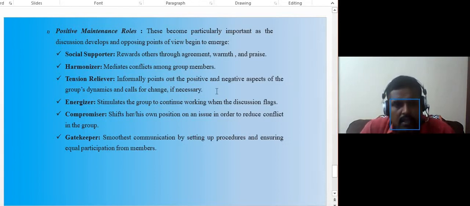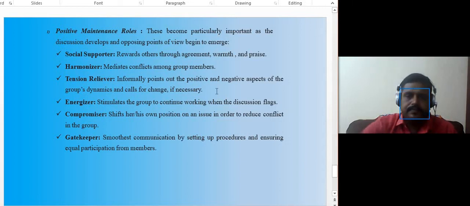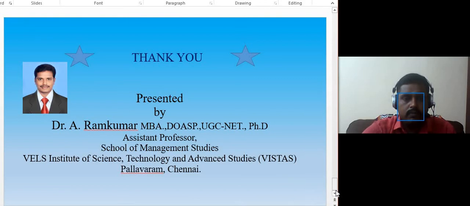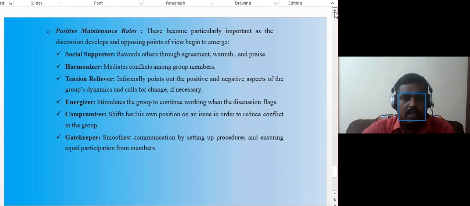Energizer stimulates the group to continue working when the discussion flags, and the Compromiser shifts his own position on an issue in order to reduce conflict in the group. And the last one is called the Gatekeeper, who smooths communication by setting up procedures and ensuring equal participation from members. So these are all the positive maintenance roles.